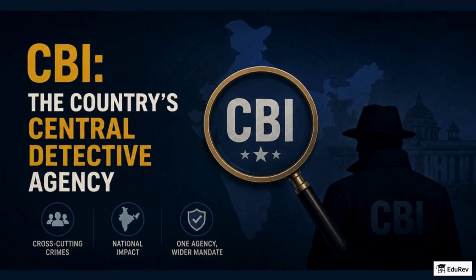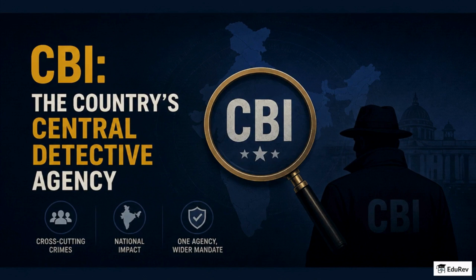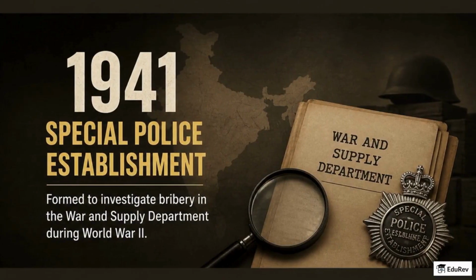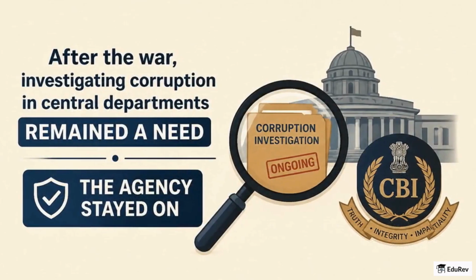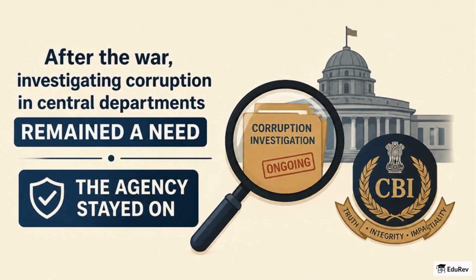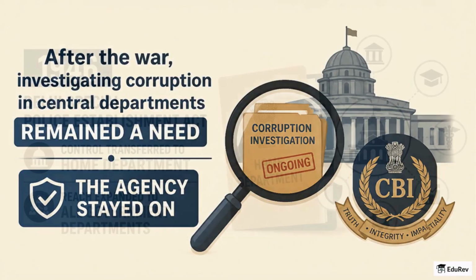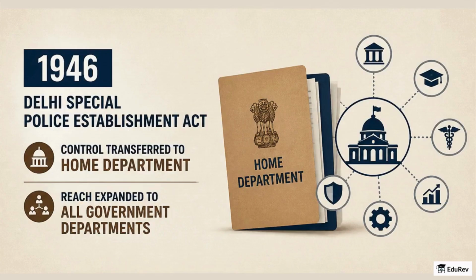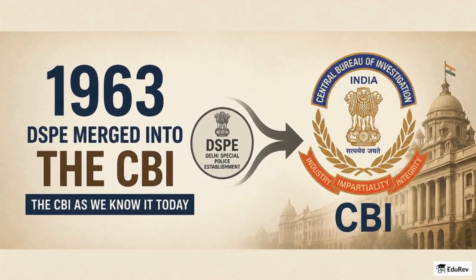Think of the CBI as a central detective service created to tackle big, cross-cutting crimes that affect the whole country. Its story begins in 1941 with the Special Police Establishment, formed to investigate bribery in the War and Supply Department during World War II. After the war, the need to investigate corruption involving central departments remained, so the agency stayed on. In 1946, the Delhi Special Police Establishment Act transferred control to the Home Department and broadened its reach to all government departments. Then in 1963, the government merged the DSPE into the Central Bureau of Investigation, the CBI as we know it today. Remember this timeline.